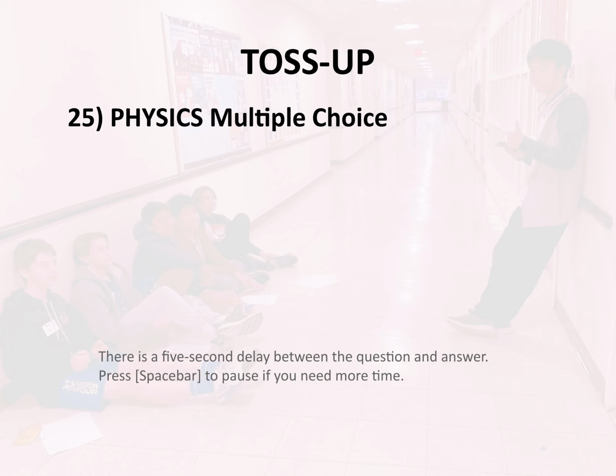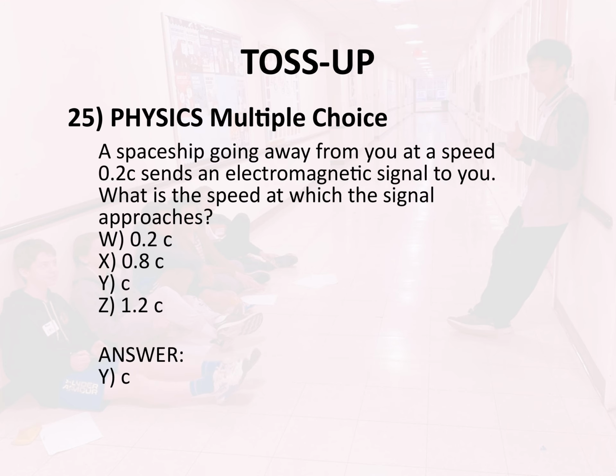Toss-up 25. Physics. Multiple choice. A spaceship going away from you at a speed 0.2 c sends an electromagnetic signal to you. What is the speed at which the signal approaches? W. 0.2 c. X. 0.8 c. Y. c. Z. 1.2 c. Answer. Y. c.